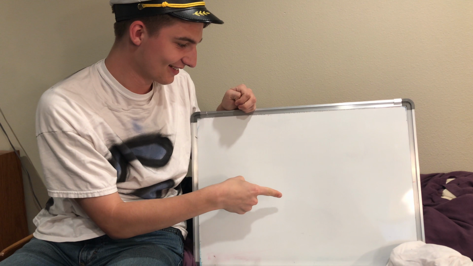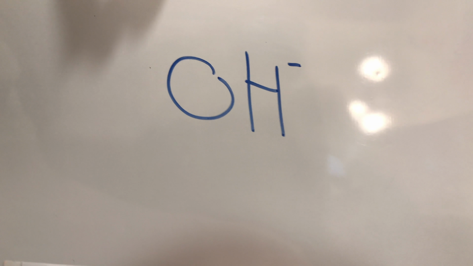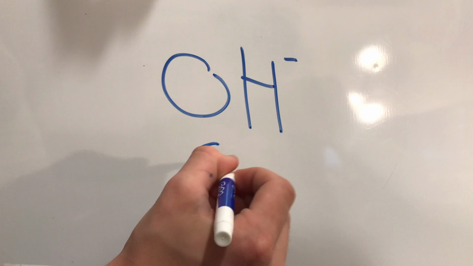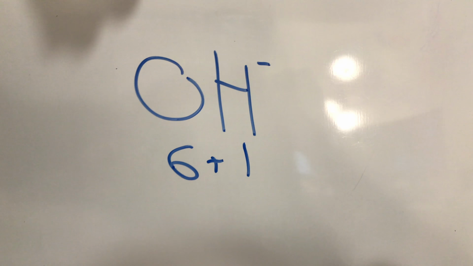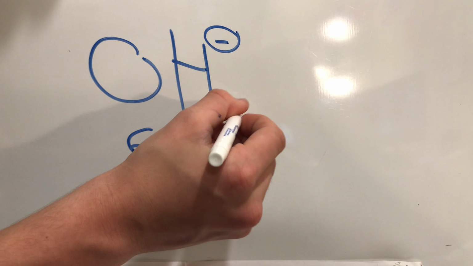For this next one, we're going to use hydroxide, which is simply oxygen, hydrogen with a negative. Oxygen, as we already know, is in column 6, meaning it's going to have 6 valence electrons, whereas hydrogen is in column 1, meaning it's only going to have 1 valence electron. But the trick with this one is that we have a negative, meaning we're going to have to add 1 more valence electron, putting our final number at 8 valence electrons.